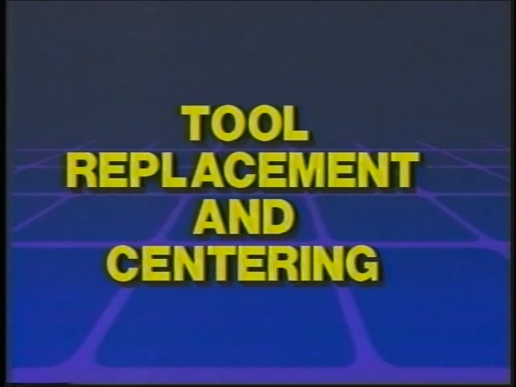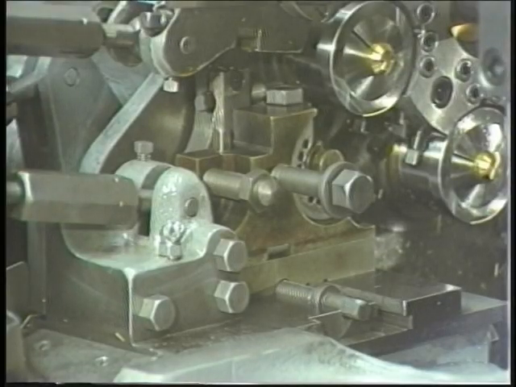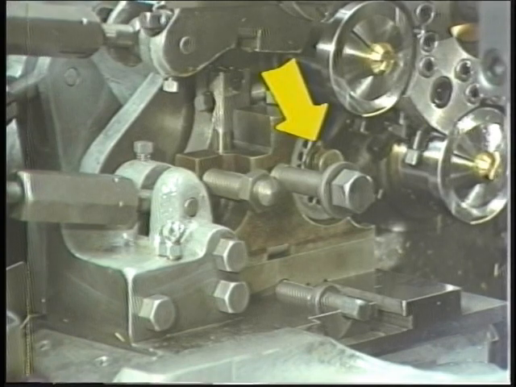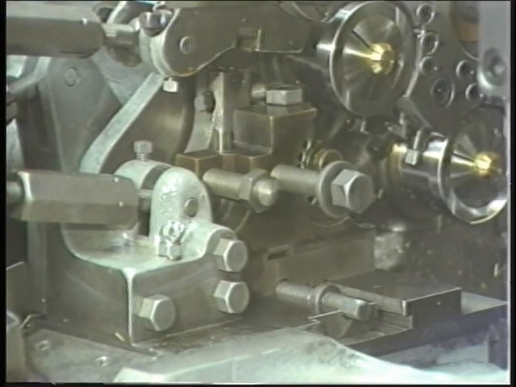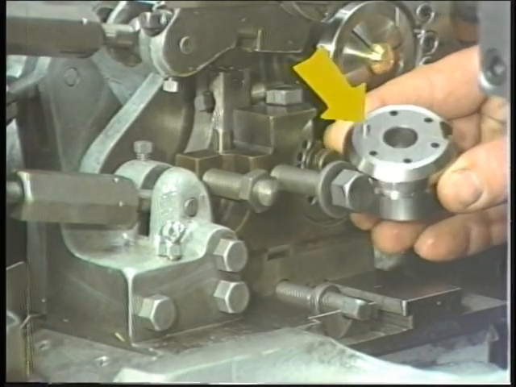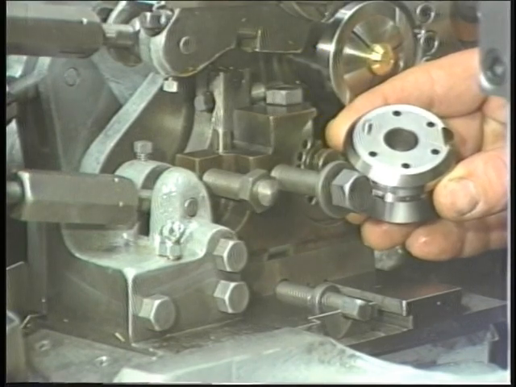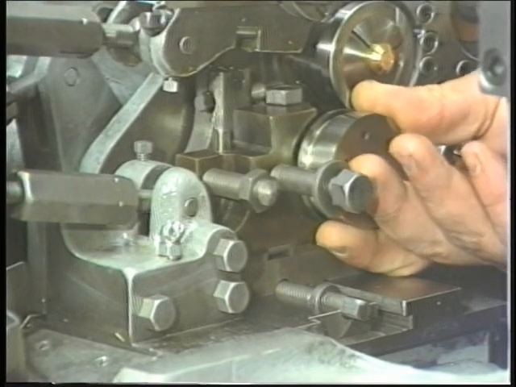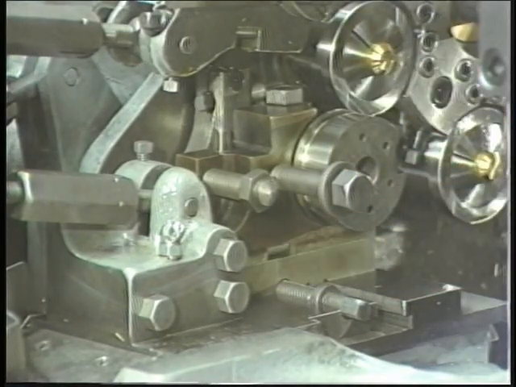Tool replacement and centering. To put a tool back into the front tool post, follow this procedure. Clean the tool pocket. Note the pin inserted in the tool. Note the holes in the half-moon-shaped tool adjusting plate. Slide the pin in the tool into the hole in the tool adjusting plate that brings the tool closest to center.